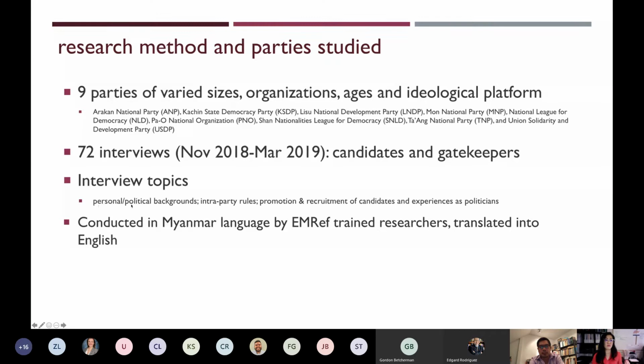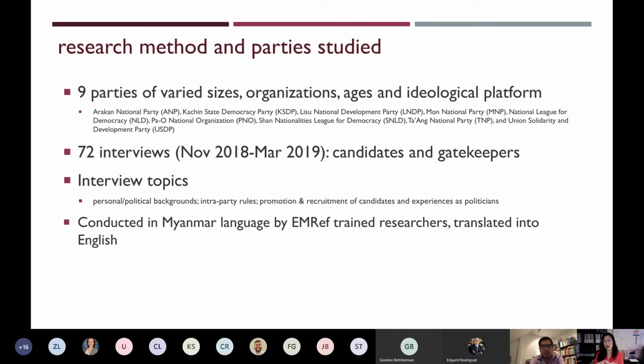Our interview topics range from personal backgrounds and their own personal motivations for joining politics, to their understanding of what type of intra-party rules are in place for selecting candidates, what kind of criteria they use for promoting and recruiting candidates, and their experiences rallying on the ground and as politicians, first-time politicians, or politicians that have resigned or retired. Our interviews are conducted in the Myanmar language, and our MREF-trained researchers go out to the field to interview them, and then they come back and translate into English.